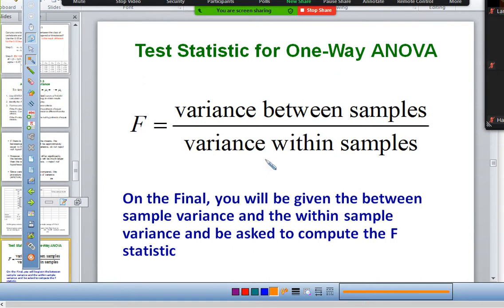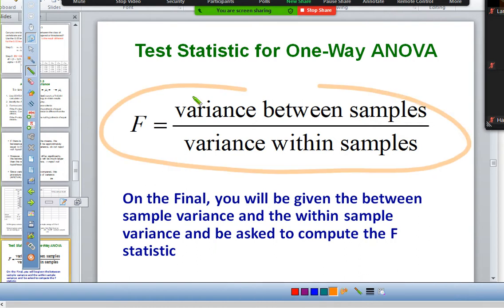And I'll also give you other things just to distract you, and I'll ask you to find F. If you're sharp and paying attention, you're going to say, oh, it's just these two divided by each other, done. Super simple, easiest 2 points in the entire final. If you forget this formula, you're going to be scratching your head and trying to find some creative, crazy way of finding F, which is going to be completely wrong. So it's just this: between group variance or between sample variance over within group or within sample variance.